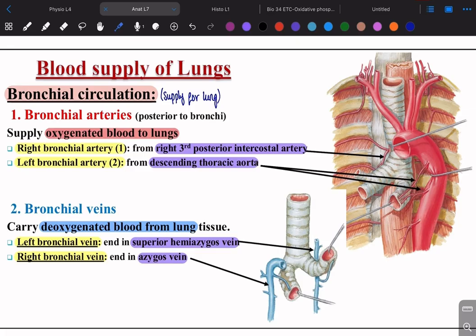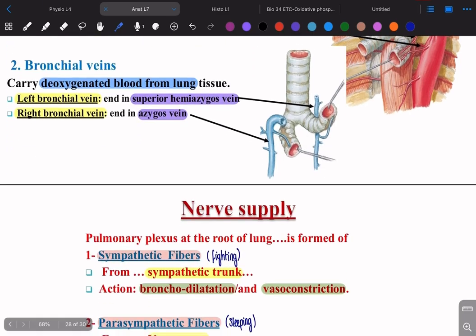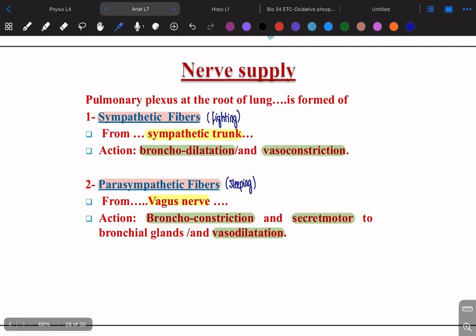For the left and right, if you remember from the previous lectures, anything on the right is drained where? Through the azygos. So the right bronchial vein drains into the azygos vein. As for the left bronchial vein, it ends up where? In the superior hemiazygous vein. Last but not least, the nerve supply.